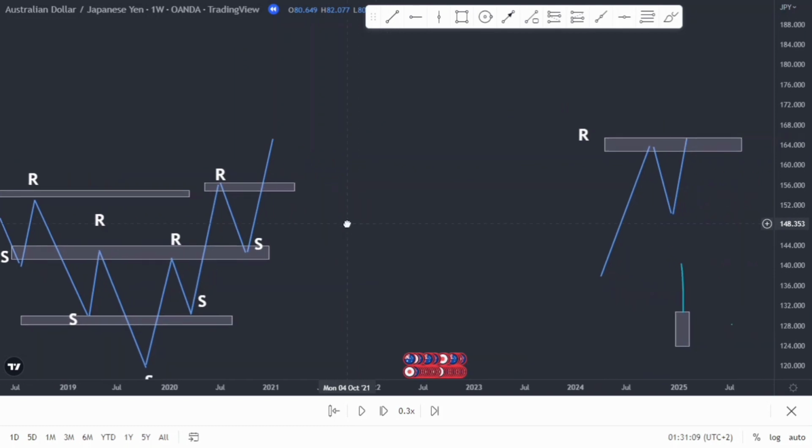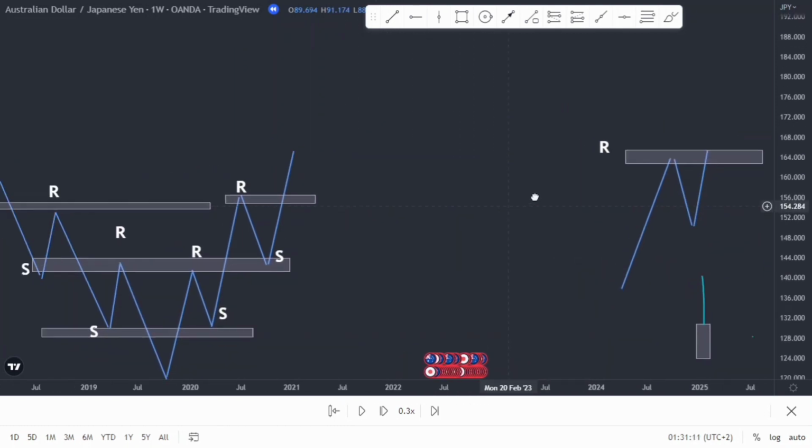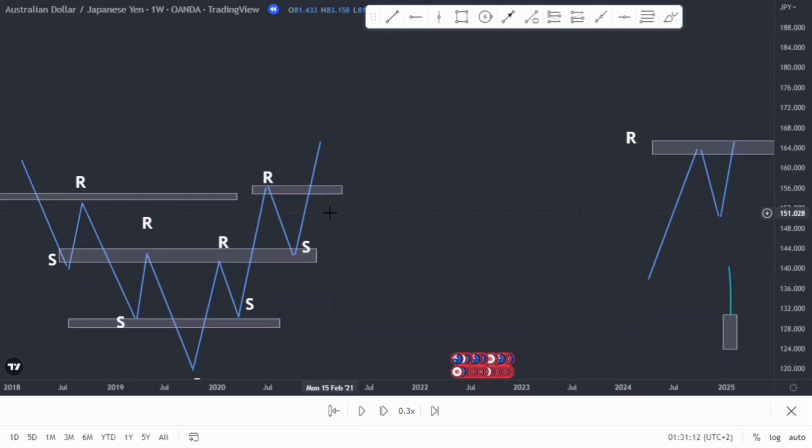But there's something that you guys have to understand. Just because price is at resistance doesn't mean that you have to sell. Just because price is at support doesn't mean that you have to just start buying. There are certain things that you have to look for at those specific areas before you can start trading.